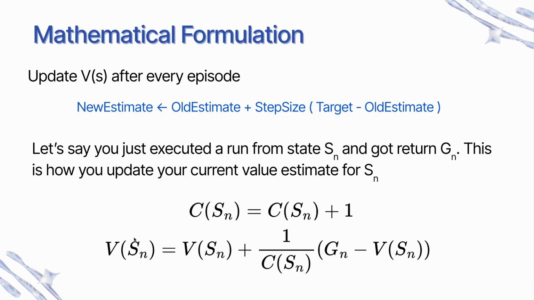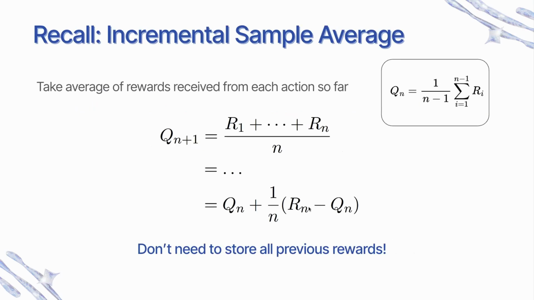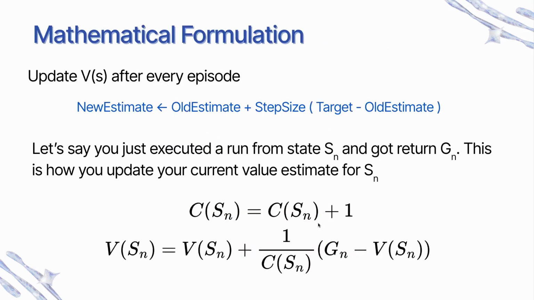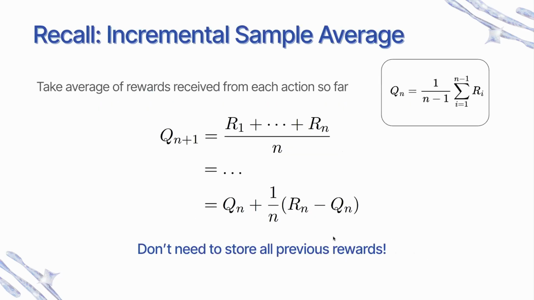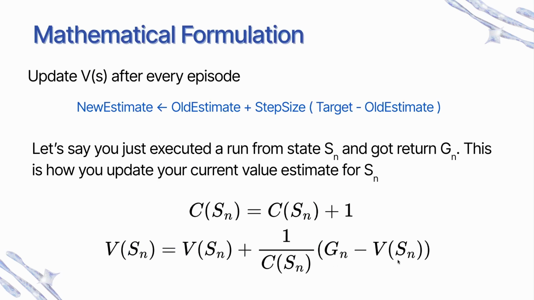Notice the value of Sn for a particular state is equal to, so this is updating the value, there should be an arrow here, V(Sn) plus the step size, recall, this is just the count, 1 over N(Sn), times G minus V(Sn). It's literally the same thing here: 1 over n, 1 over Cs, and R minus Qn, G minus V, where G here is the target, the total return. Okay.